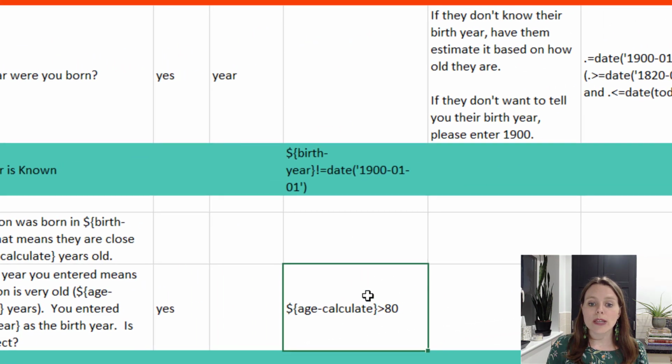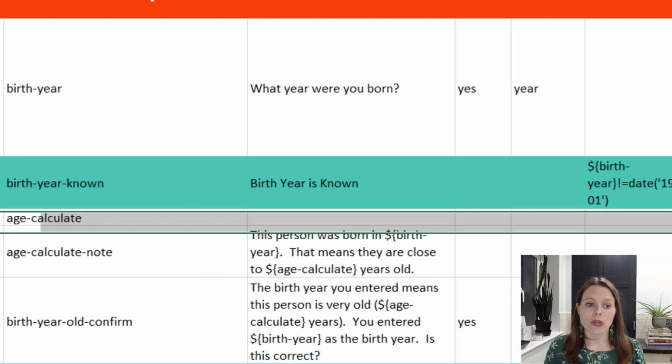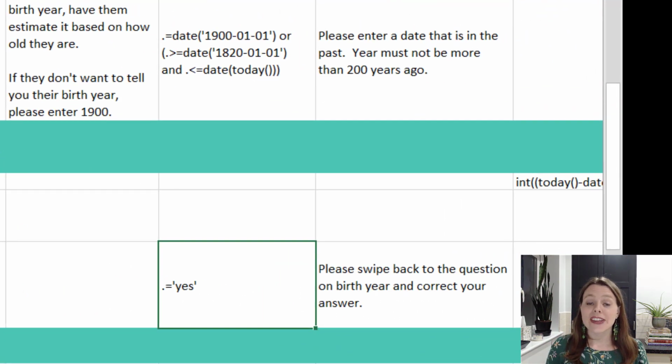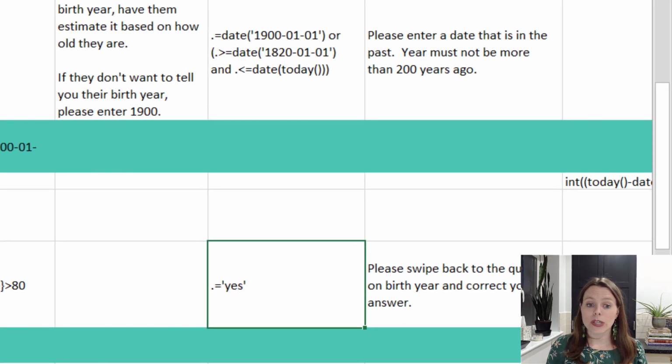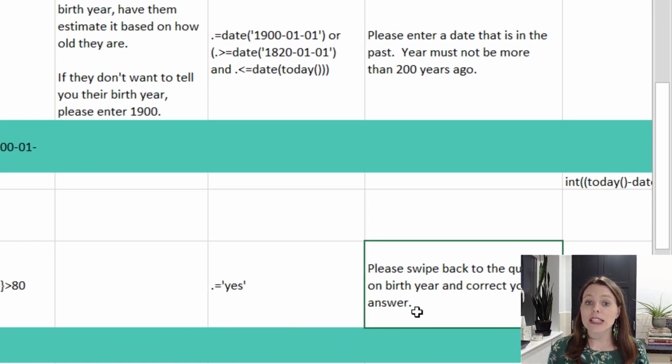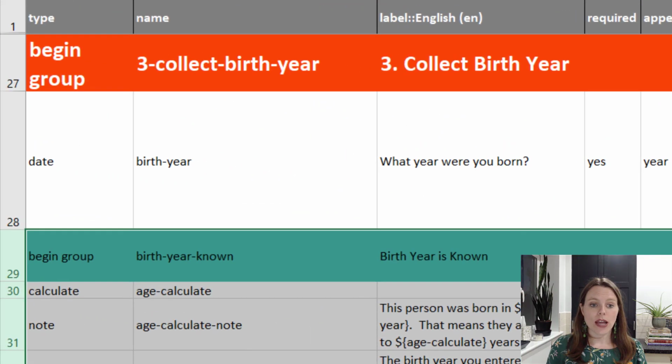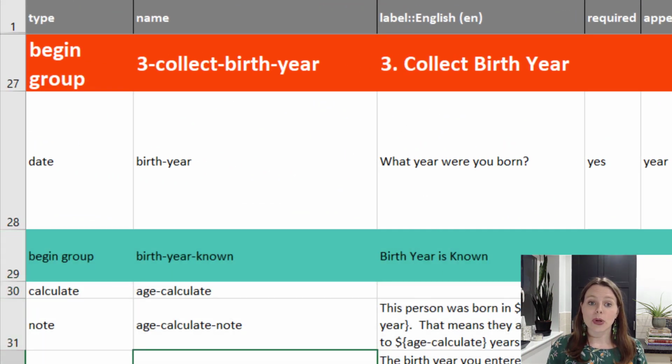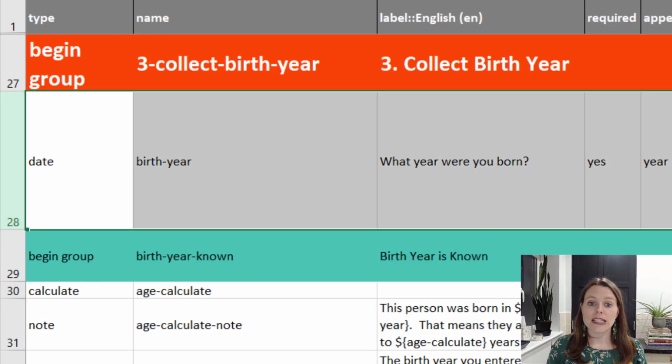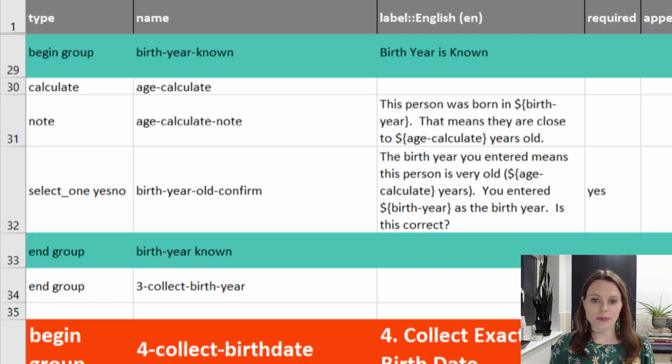And then this will only be relevant if the calculated age is greater than 80. So this is referring back to this calculated question here. And the constraint is that this question must equal yes. So when you ask, is this correct? They must say, yes, this is correct. Please continue the survey. And if they say no, it's wrong, then a constraint message will just pop up and say, please swipe back to the question on birth year and correct your answer. Okay? And we will then end that group of questions. And that is how you collect birth year using a date question to collect the year they were born.